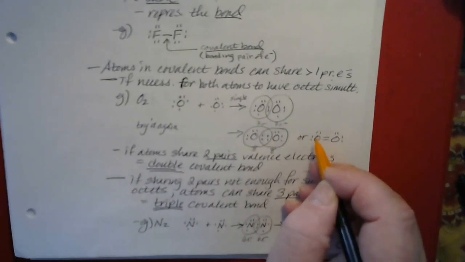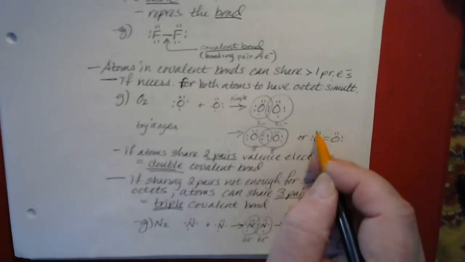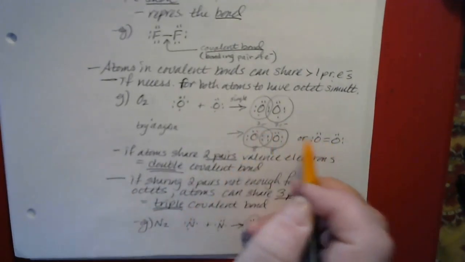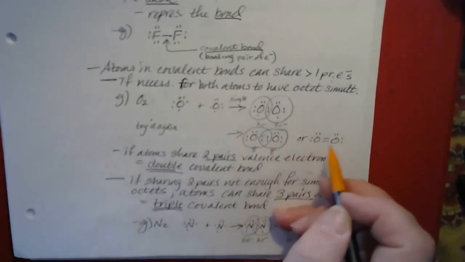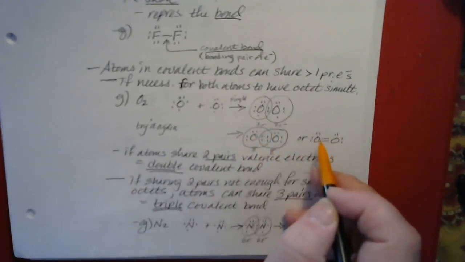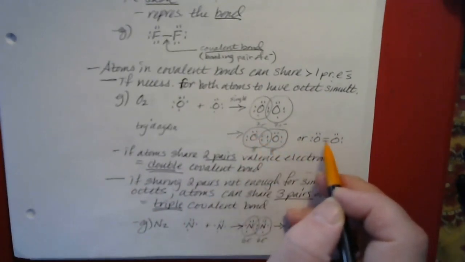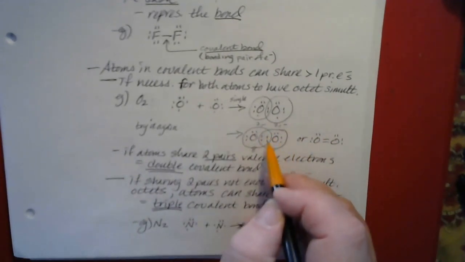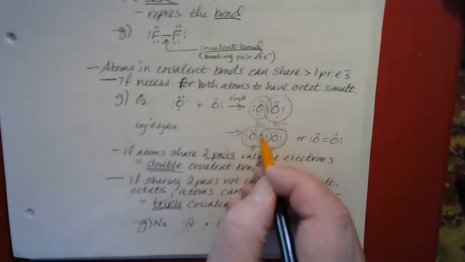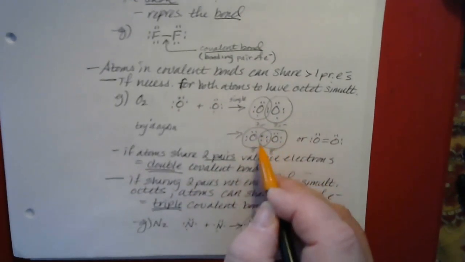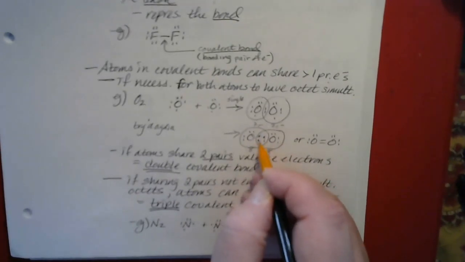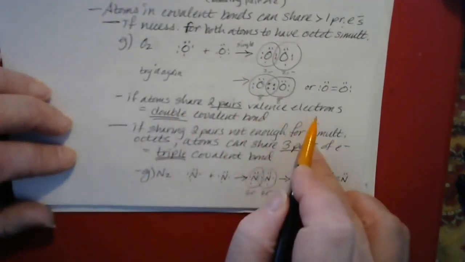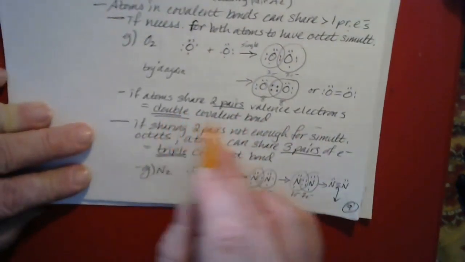You could also write this as O double line O, and then each of the oxygen atoms has 2 lone pairs of electrons on it. That means the same thing as what we drew here. It's just a matter of whether you want to emphasize how many bonds there are, which in this case emphasizes that it's a double bond, or how many electrons are involved, which in this case emphasizes that a double bond consists of 4 electrons being shared. 2 pairs, in other words. So sharing 2 pairs of electrons between 2 atoms would be a double covalent bond.